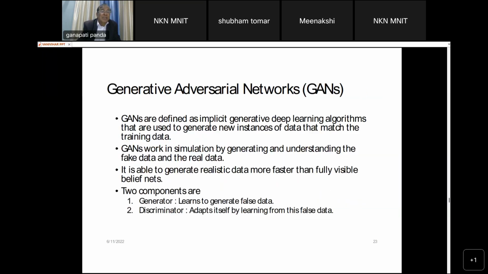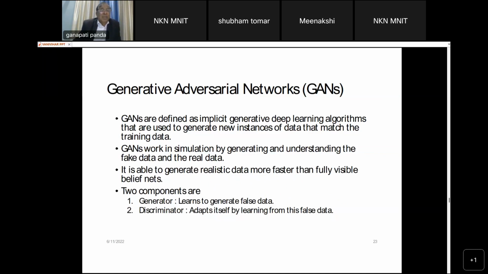Now, after LSTM, I was talking about the generative adversarial network, GAN. Try to remember why GAN is important. Whenever the amount of data is less and you do not have sufficient data to train a model, then in that case you have to use GAN.